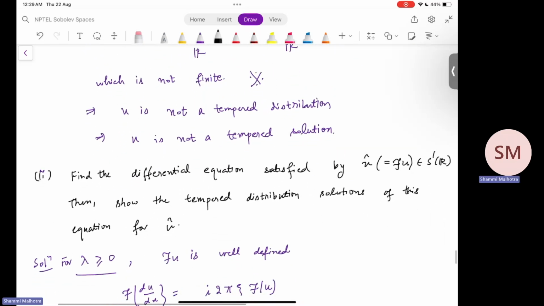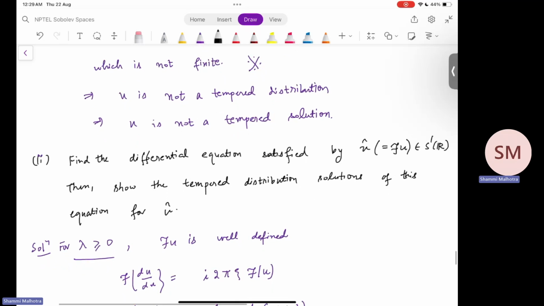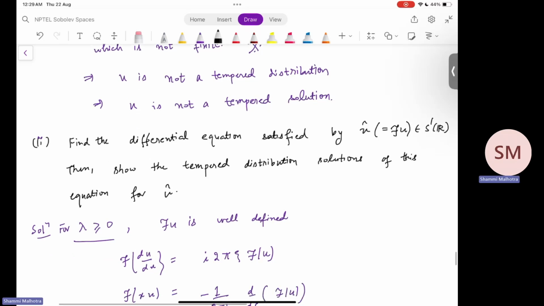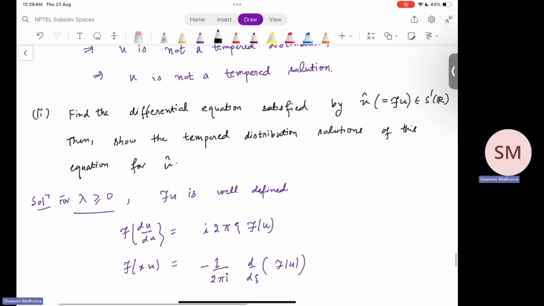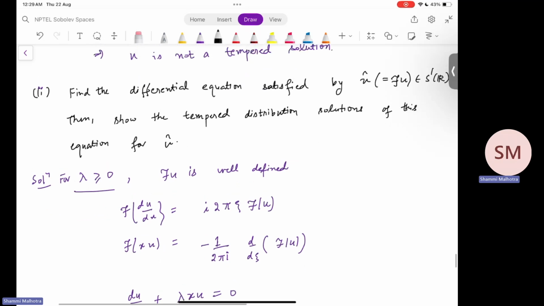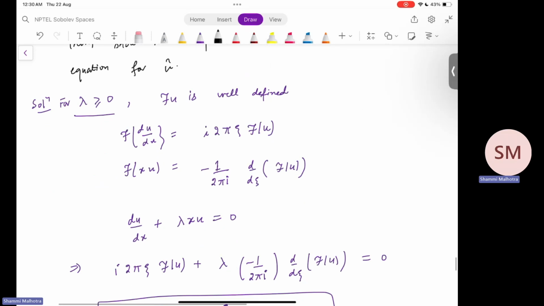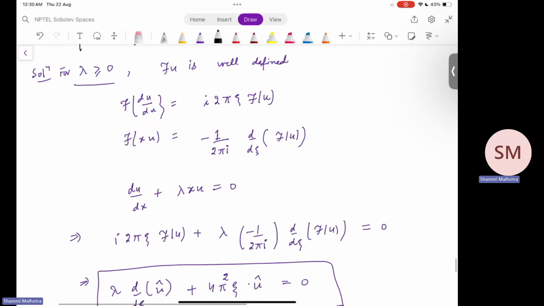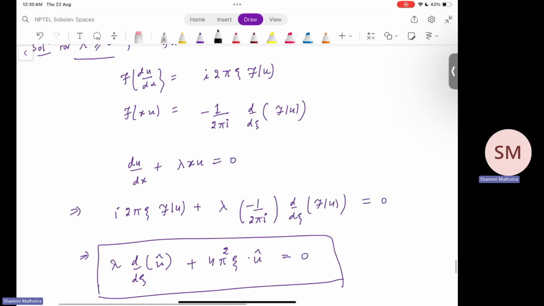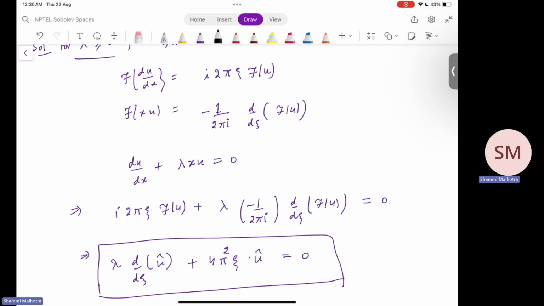So, I will try to find the differential equation satisfied by u hat, and then we will see what the value of u hat is. We know that for lambda non-negative, Fourier transform of u was well defined, so we can only talk about distribution solutions, tempered distribution solutions in this case only. And we would like to use the standard result that the Fourier transformation of the derivative is nothing but 2 pi iota xi times the Fourier transformation of u, and the Fourier transformation of xu is nothing but minus 1 upon 2 pi iota times the derivative of the Fourier transformation of u. So this is our ODE, and we just apply the Fourier transformation on both sides, and we eventually get this equation. After that, this is just a first order ODE which can be solved directly.